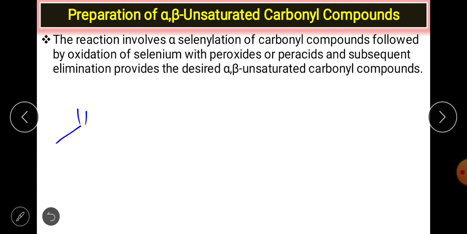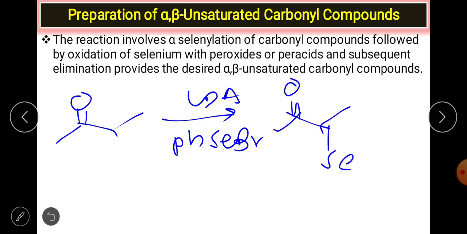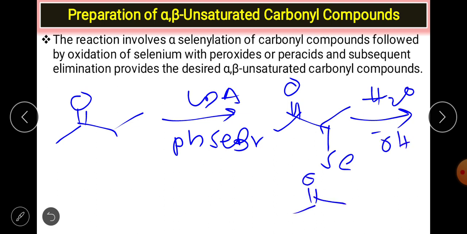For example, if you have this type of compound, that is 2-butanone, first we have to do the selenation, that is PhSeBr. For example, you use a base, that is LDA, which abstracts the proton, and then selenation takes place, and that will give this compound, which is called an organoselenium. After that we have to do the oxidation in the presence of H2O2. So H2O2 in OH negative is basically an oxidizing agent. It will be converted to the selenium oxide.